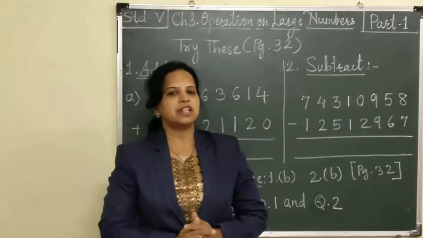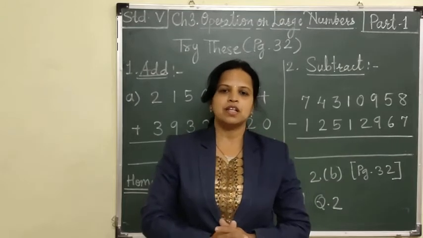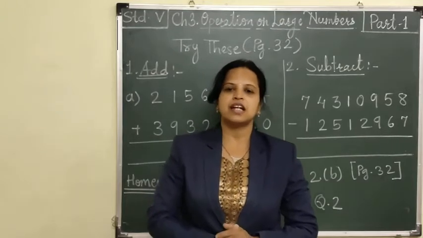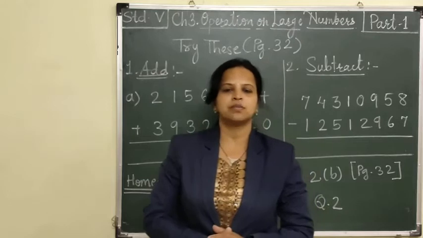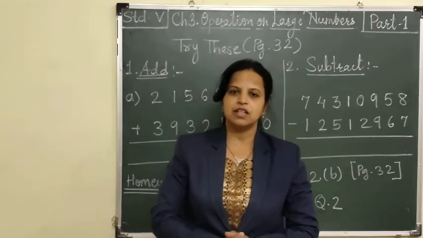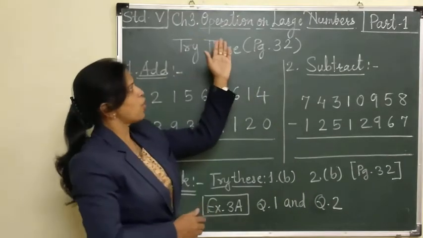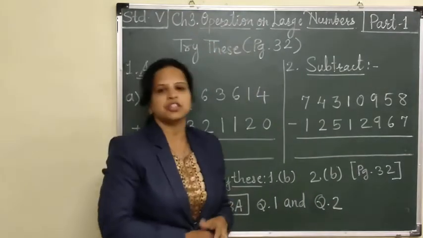As we have completed the first two chapters, which were also very easy. The first chapter was large numbers and the second chapter was rounding of the numbers. In the same way, this is the third chapter, which is also very easy. We are going to see chapter number 3, that is operations on large numbers.